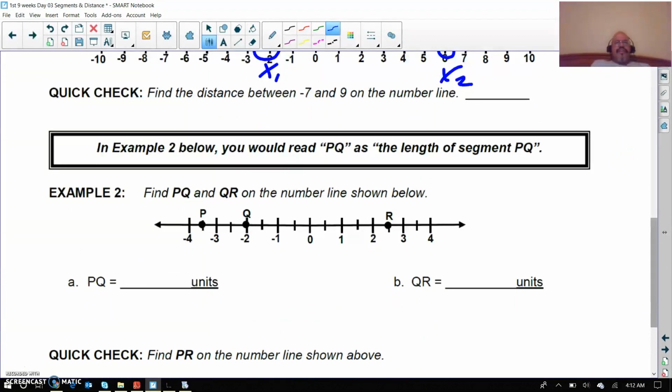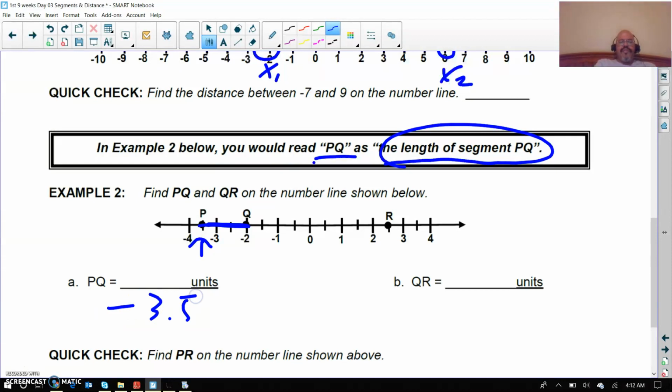In example 2, you read PQ as the length of segment PQ. So we're looking at the length of this segment. Oops, I'm looking at the wrong one. Sorry. So PQ is right here, and we can either count or make sure. Now, we don't really see this, but that's a -3.5, so you have to be very careful. And then over here, we have -2.